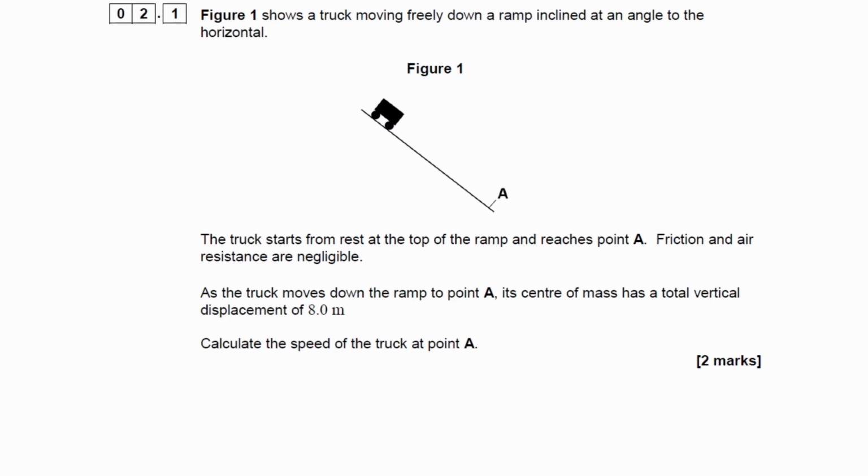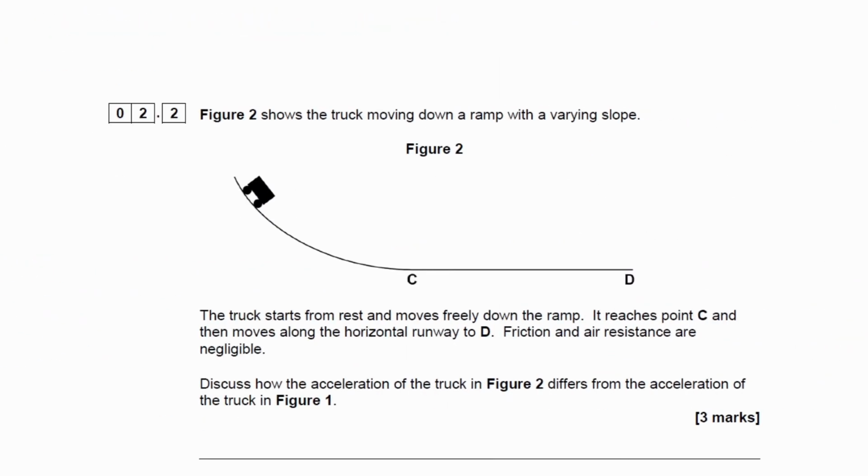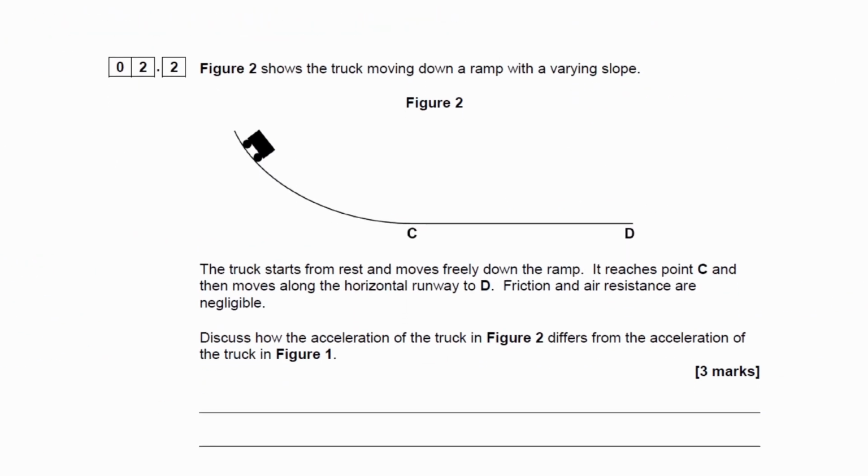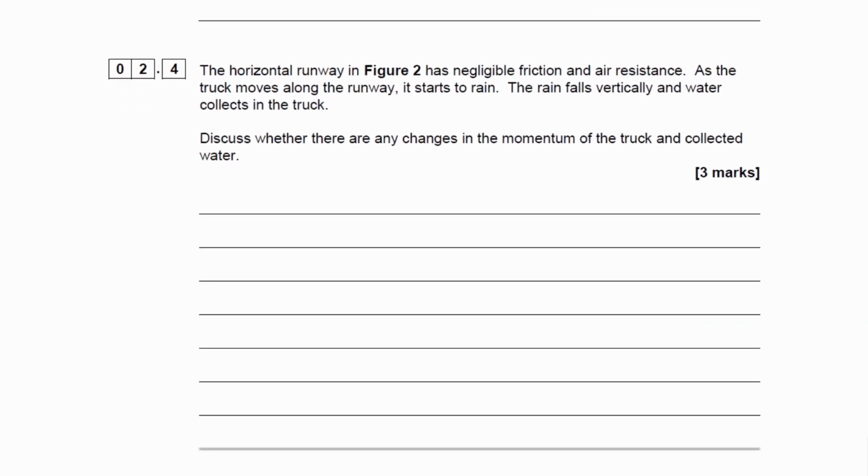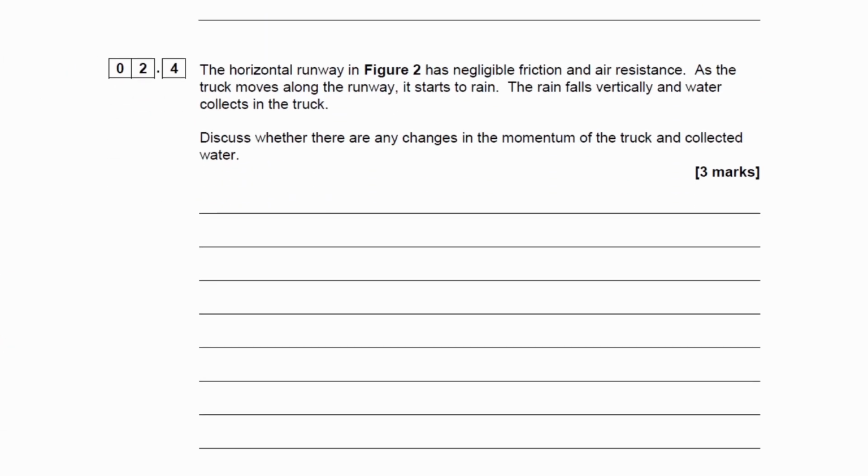This mechanics physics question contains working out speeds of an object sliding down different slopes, as we can see in figure 1 and figure 2. We also need to explain in 2.2 how the acceleration of the truck will change along a slope of varying angle. And the final part, 2.4, is a momentum explanation question.